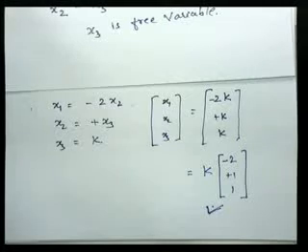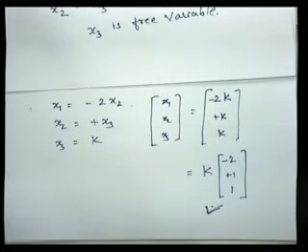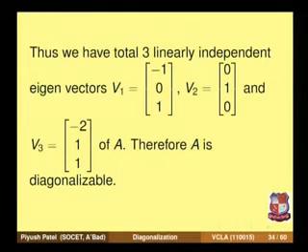is equal to minus 2 1 1. This is the third eigenvector. Thus we have a total of 3 linearly independent eigenvectors. The first one is v1 equal to minus 1 0 1, v2 is equal to 0 1 0, and v3 is equal to minus 2 1 1 of A. So we have a total of 3 linearly independent eigenvectors, therefore the matrix is surely diagonalizable.